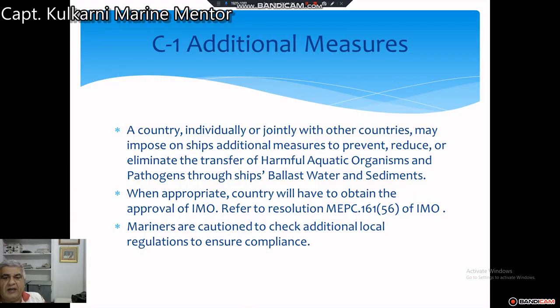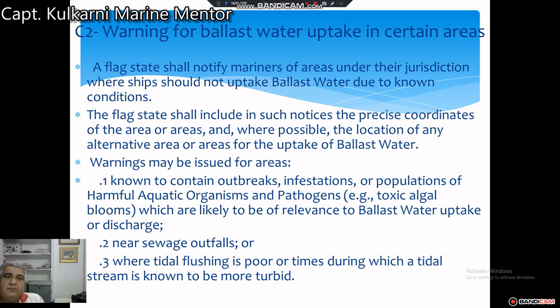Additional measures: a country, individually or jointly with other countries, may impose additional measures on ships to prevent, reduce or eliminate the transfer of harmful aquatic organisms. When appropriate, the country will have to obtain approval of IMO. Now this particular management plan has to be approved. Mariners are cautioned to check additional local regulations to ensure compliance, which I have already spoken about before.